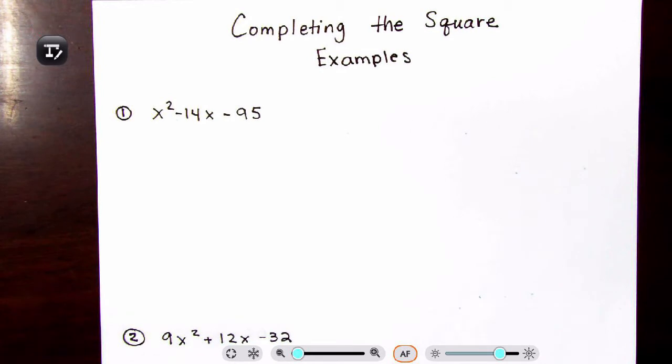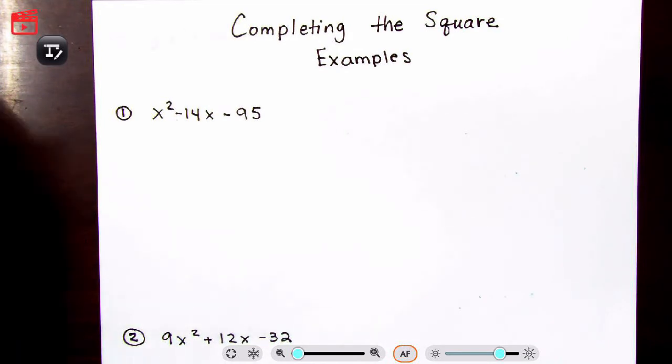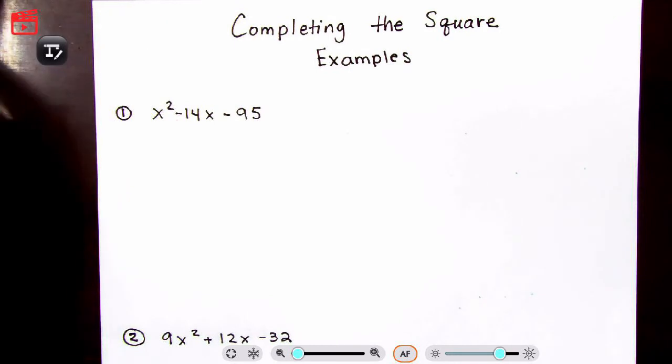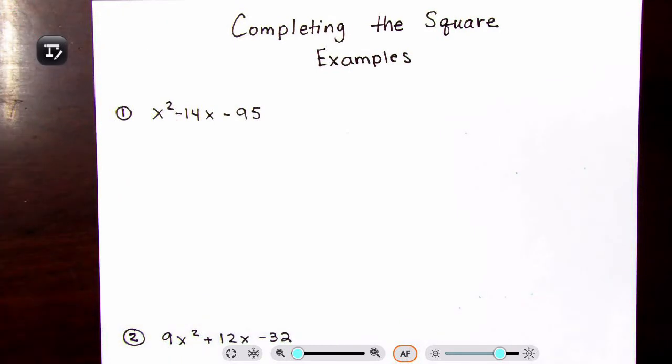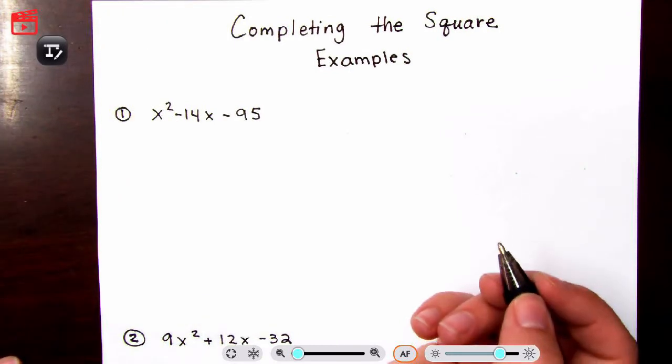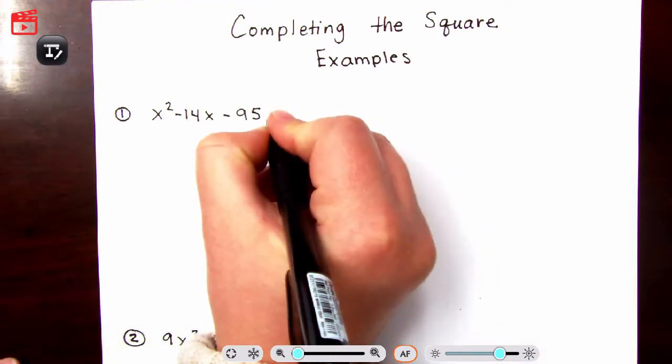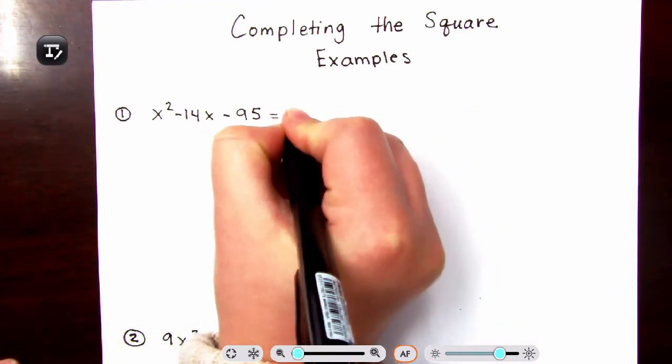All right, let's go ahead and get started. I am going to be referencing the completing the square steps that we went over in my previous video. If you haven't watched that, please do so. Step number 1 is set the equation equal to 0. So here's my equation. I'm going to set it equal to 0.